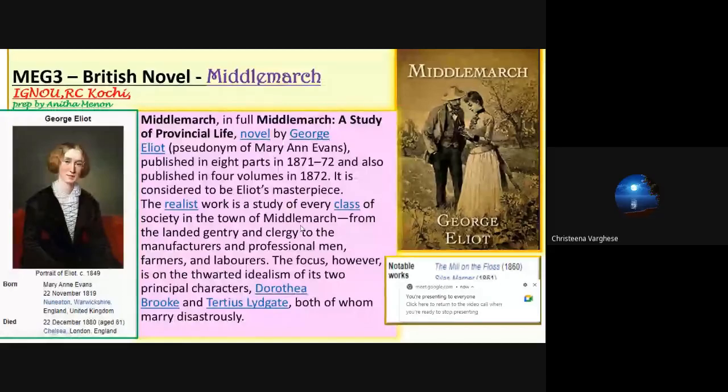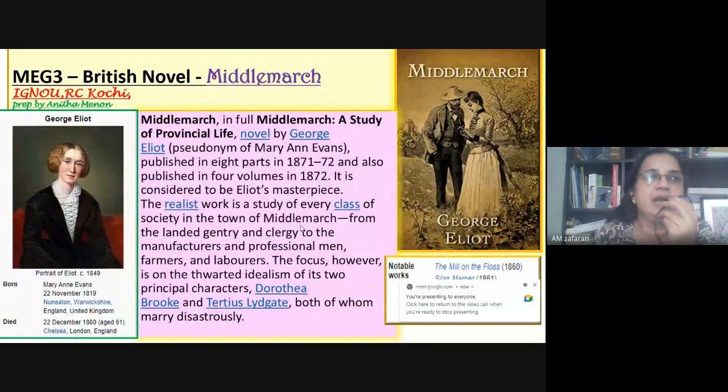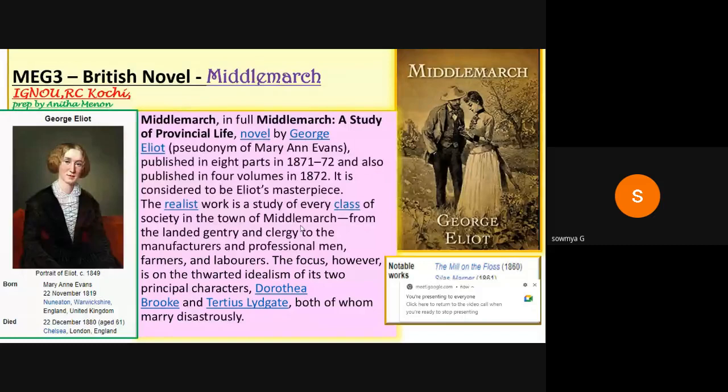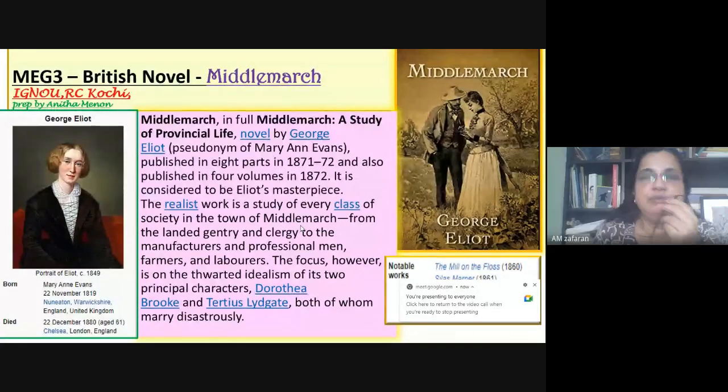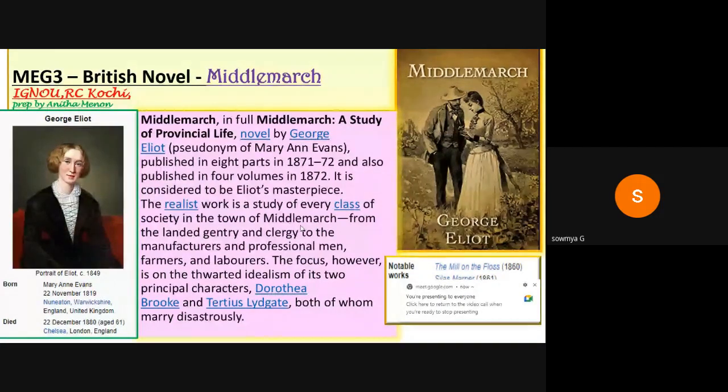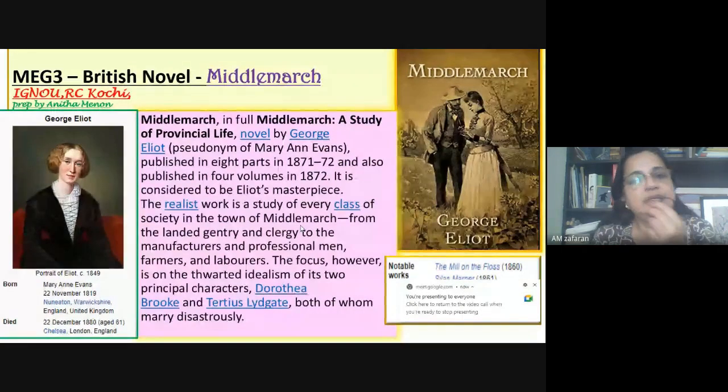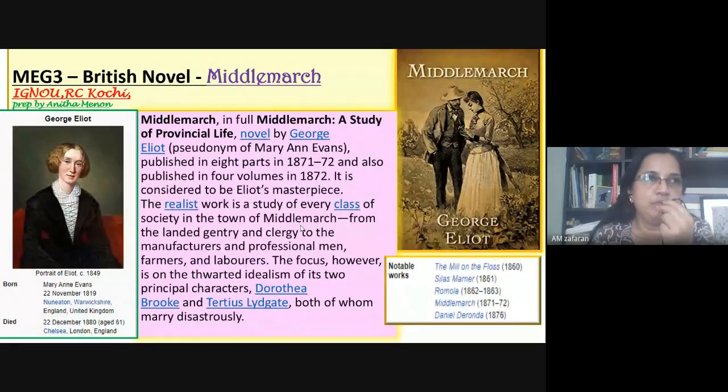Yes, ma'am. So I was discussing how the writers often used male names in order to get their books published. So our writer, Mary Ann Evans, used the name George Eliot. Now let's look at the details about this novel. In full, the title of the novel was Middlemarch, A Study of Provincial Life, a novel by George Eliot, which is a pseudonym or pen name of Mary Ann Evans.